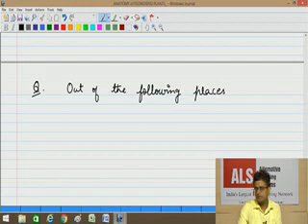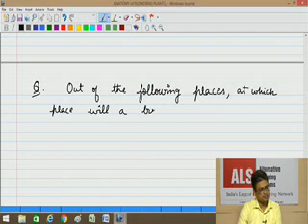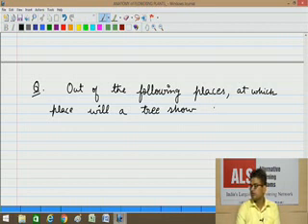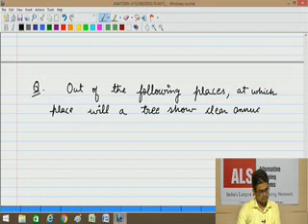Yes, exactly, Shillong, you got it right. At which place will a tree show... Okay, Balaji, you answered it right. Okay, I'll remember that. Show clear annual rings, or well defined annual rings.